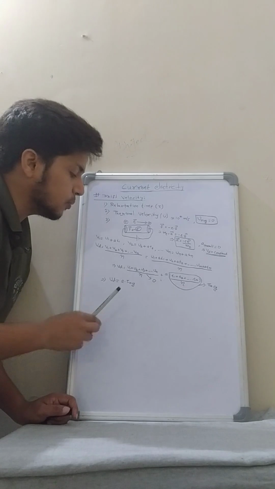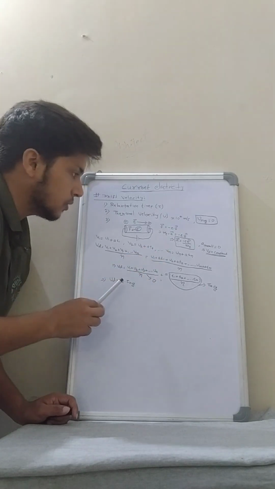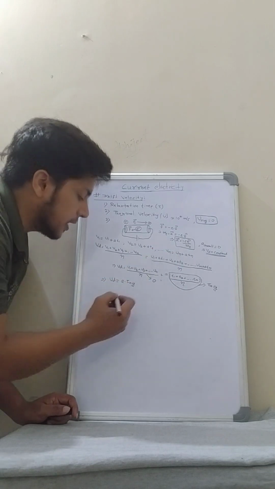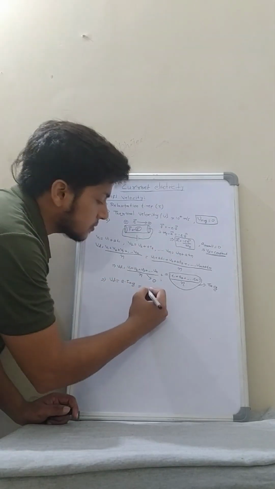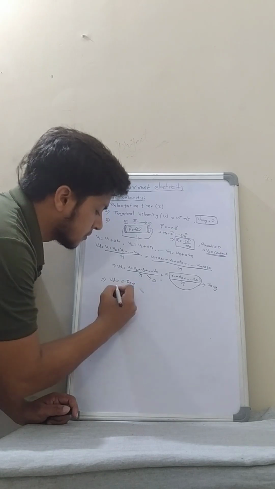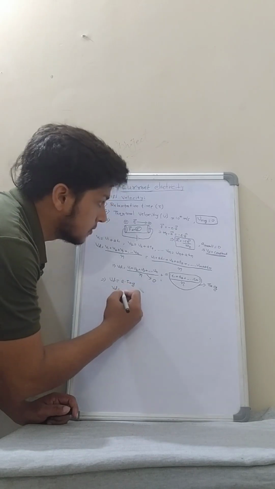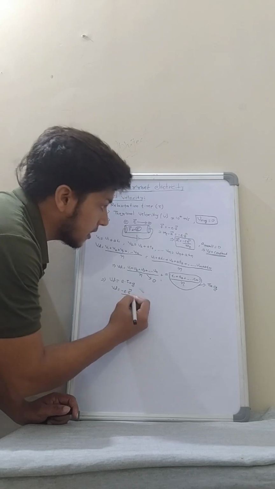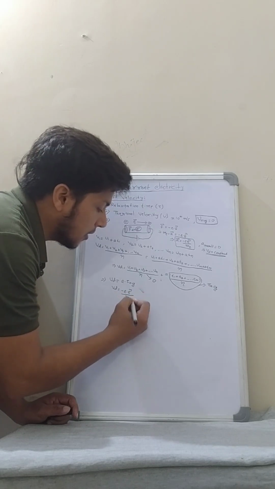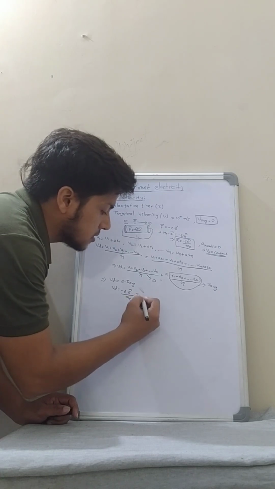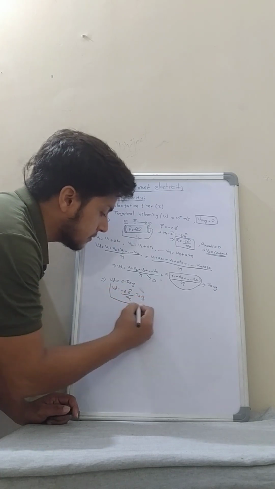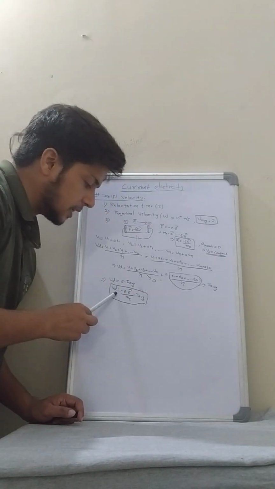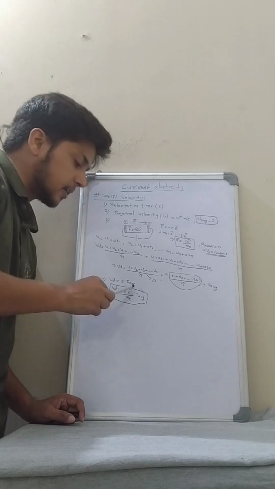If you put a equals minus e electric field upon m_e here, then you will get Vd equals minus e into electric field upon m_e into tau average. So this is the drift velocity in terms of electric field.